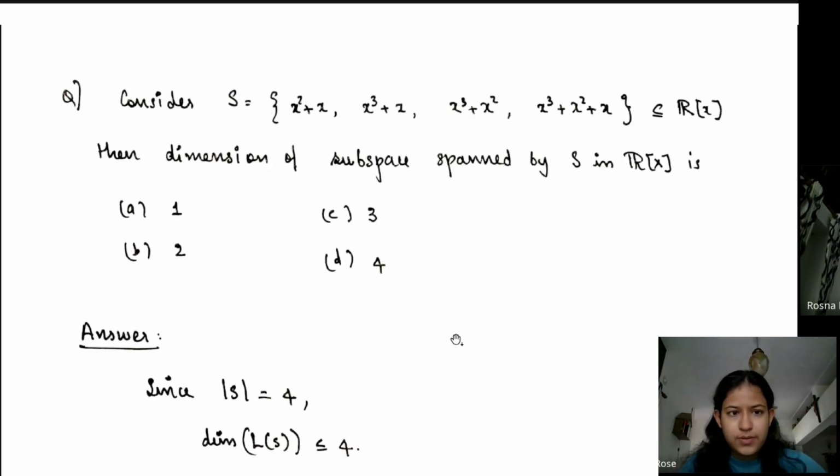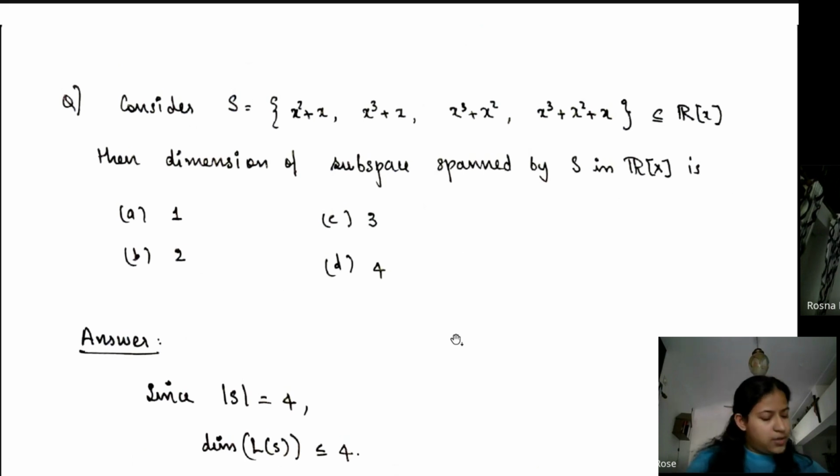Okay, this is the next question. So this is a simple question. I hope that you can answer it fast. Consider a set S which is a collection of vectors of polynomials in the real field. Then what is the dimension of the subspace spanned by S in the collection of polynomials? So is it 1, 2, 3, or 4? Okay, option 4.